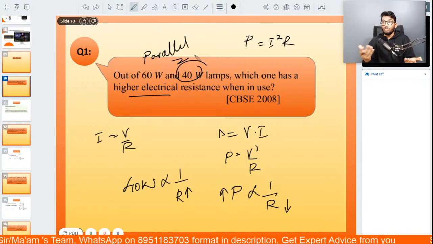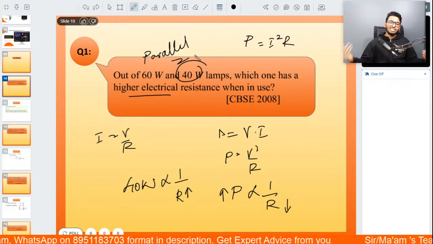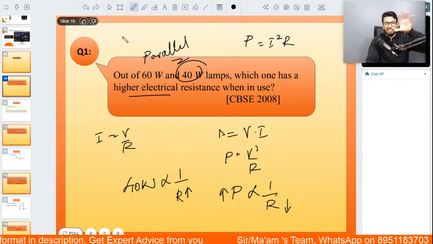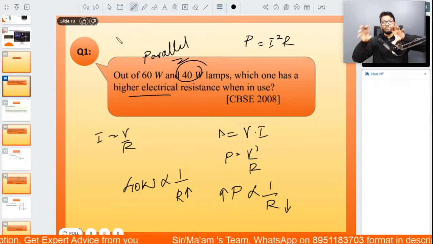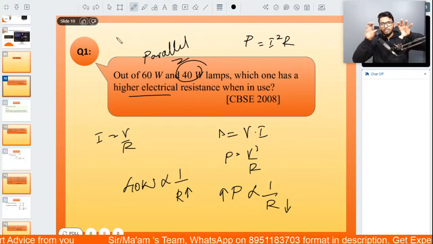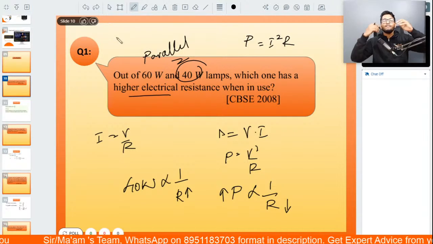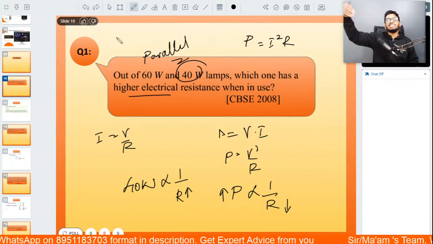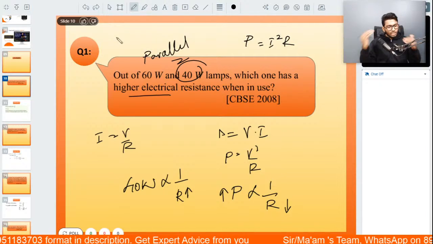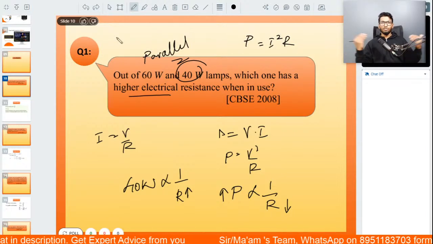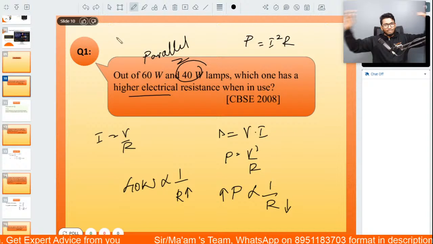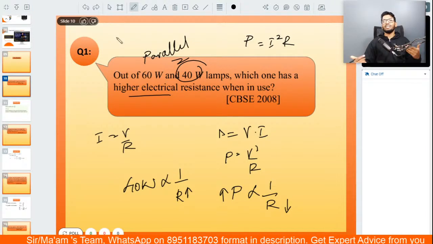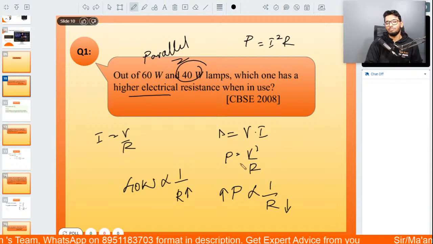Now you could connect them in series, but in series connection, the problem is if you were to connect a 60 watt bulb and a 40 watt bulb back to back, the 40 watt bulb, which is connected after the 60 watt bulb, will automatically have lesser brightness because the resistance is more. All right. So generally we connect them in parallel in the real world, in your home, in my home, in all homes, all over the world. And that is why we are assuming that it is connected in parallel over here also.